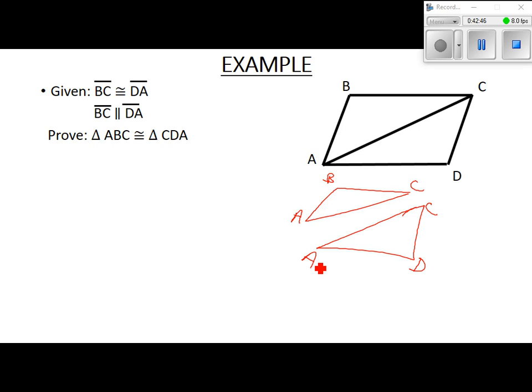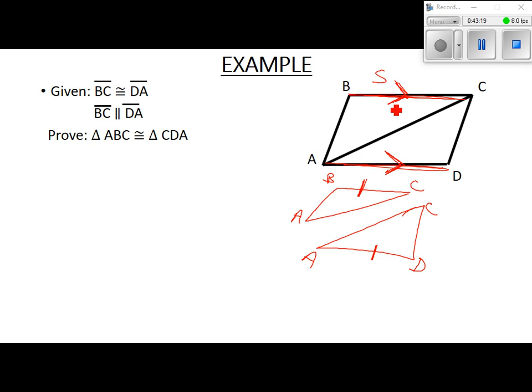What information do they tell us? What's the first piece of given information? So let's go up here. BC, that's right there. DA is right there, so that's a pair of sides. Is that enough to say that the two triangles are congruent? No. What's this next piece of information tell us? So that's parallel to DA. So go back to the original picture. We want to put those arrows on there to show that those two are parallel to each other.